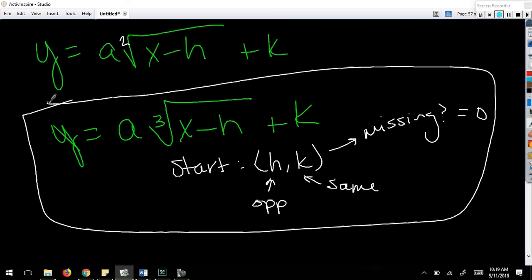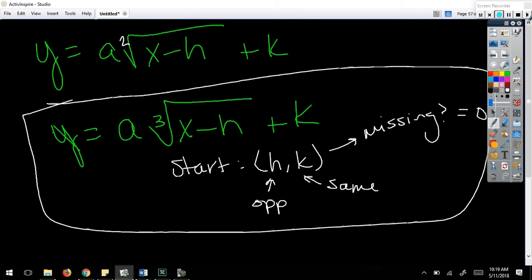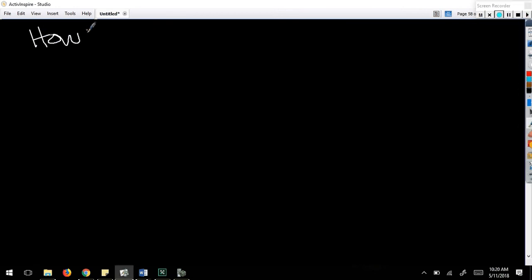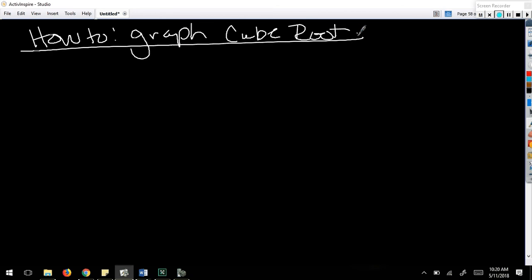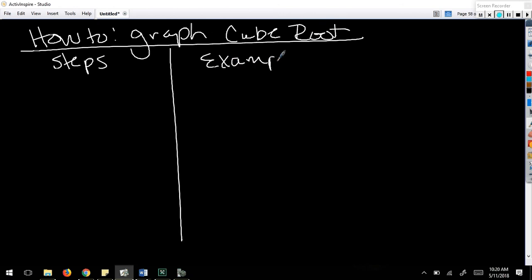All right. Let's do our how-to graph. Hang on, don't leave it. Okay. We'll do how to graph a cube root. Steps. This is for Cheyenne. An example.